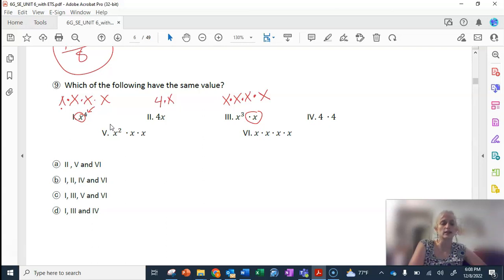You are trying to figure out, like our exit ticket today, which ones are the same. Well, I can see already that this one and this one are the same. I see 4 x's. This is different, so none of our answers should include a 2. So we're picking between C and D.